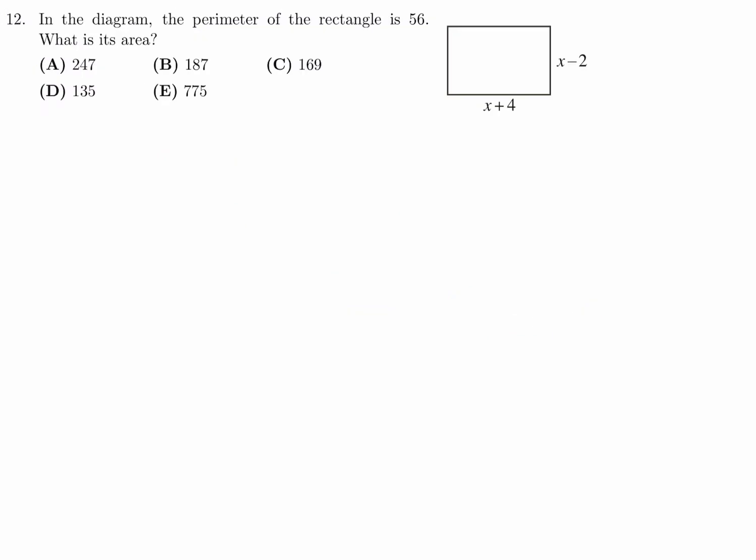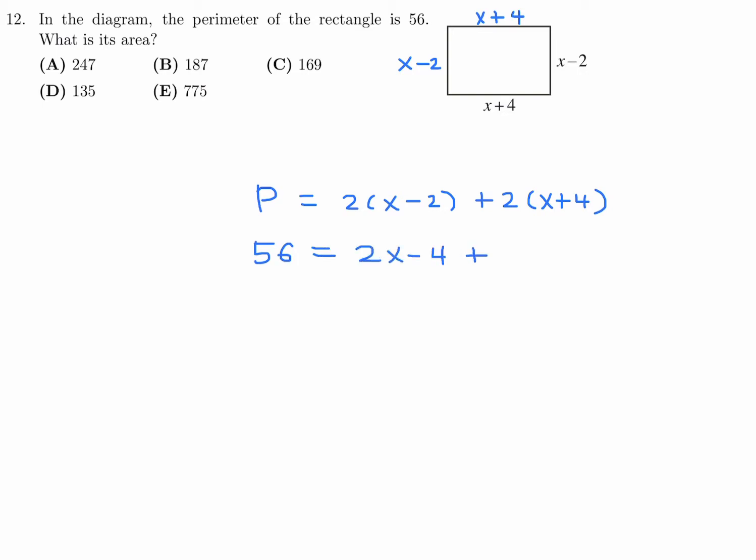In the diagram, the perimeter of the rectangle is 56. What is its area? That's x minus 2, that's x plus 4. So the perimeter is 2 times x minus 2 plus 2 times x plus 4, right? And they tell you that perimeter is 56. So this gives me, expanding, 2x minus 4 plus 2x plus 8. And collecting like terms, this will be 56 is equal to 4x plus 4. Therefore, 4x is equal to 52, and therefore x is equal to 13.